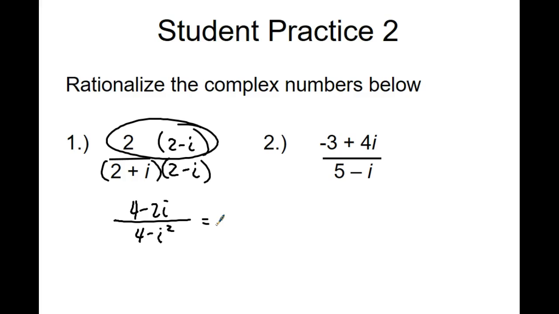Now, on the bottom, yeah, we're not quite there yet. Nelson, what's going to happen here? So I squared is a negative 1, so we're subtracting a negative 1. So what's that going to become? Plus 1, and therefore we have this.